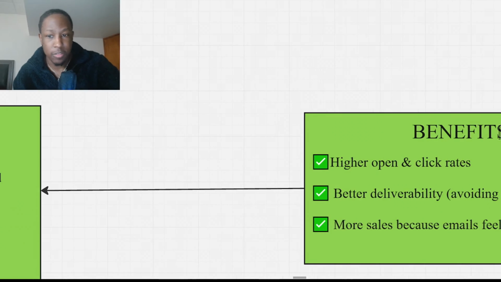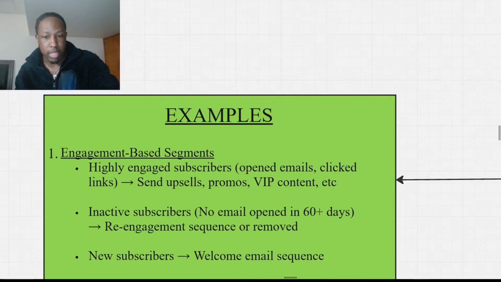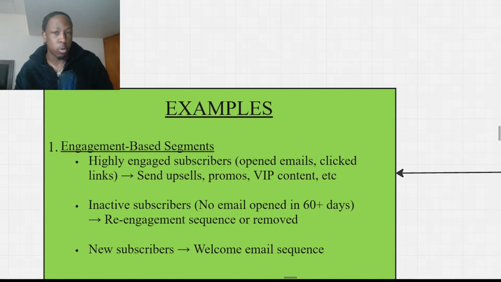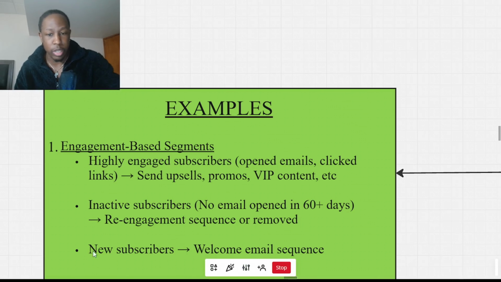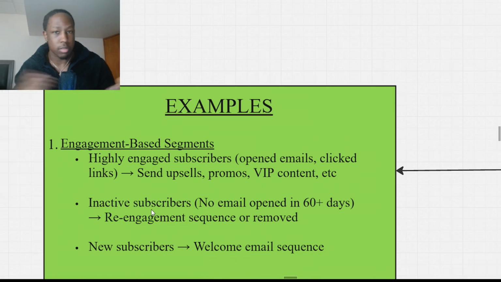And now some examples of segments that you can actually use with your email list. So some ideas for you: engagement-based segments, alright? So highly engaged subscribers, people who open a lot of emails recently or just click some specific links, you can sell them some upsells, promos, VIP content, etc. People who are inactive subscribers, like never open any emails in the last 60+ days, well, you can give them a re-engagement sequence of emails or just remove them. I'm going to speak more specifically about re-engagement sequences soon. And new subscribers, well, again, just a welcome sequence, that's more than enough.